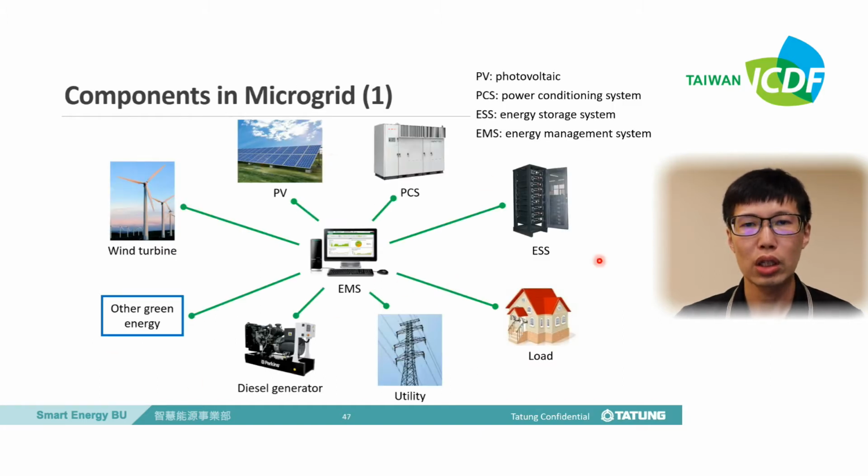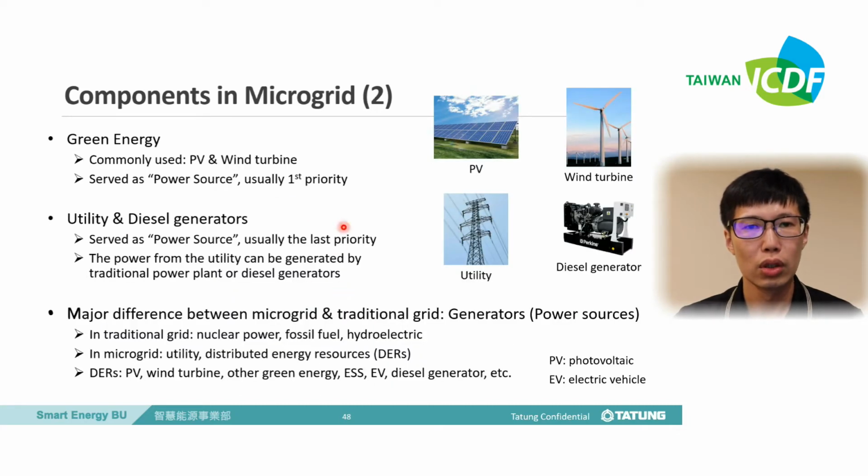So here are the components in microgrids. The microgrid consists of PCS, PV, wind turbine, other green energies, diesel generators, utility, ESS, and the load. All these things can be controlled or monitored by the EMS. In the following slides, I will introduce each component gradually. And the first is the green energy.